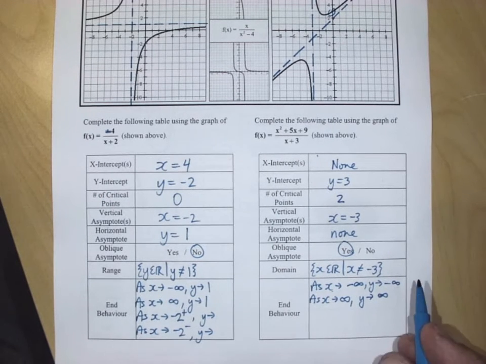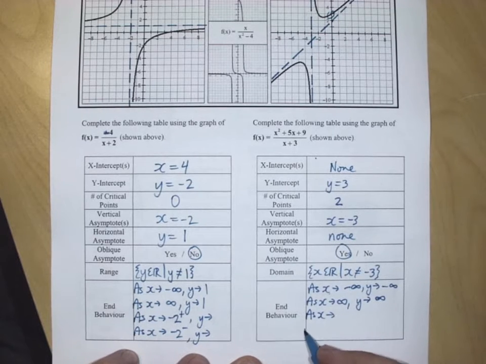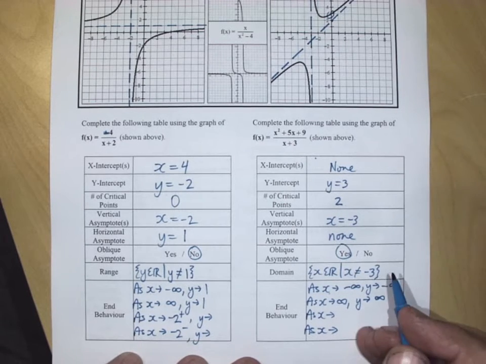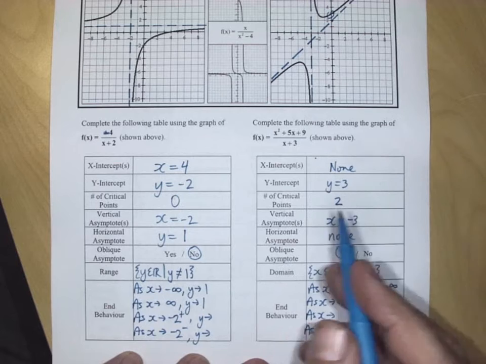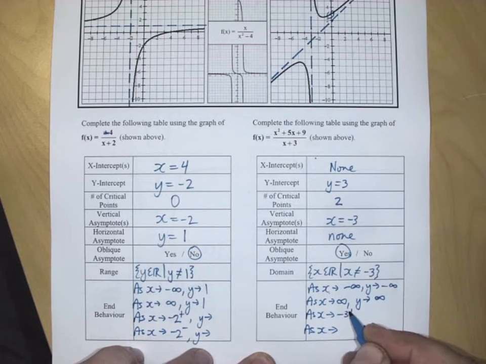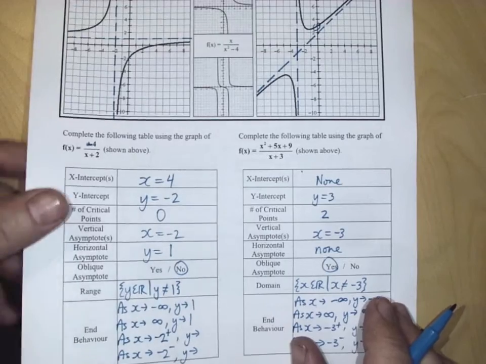There are 2 more, and I want you to figure this out again. As x approaches, and as x approaches. So there's a vertical asymptote at -3. So we have to figure out the behavior at -3. As x approaches -3 from the right, as x approaches -3 from the left, what is y doing? And I want you to figure that out for yourself.